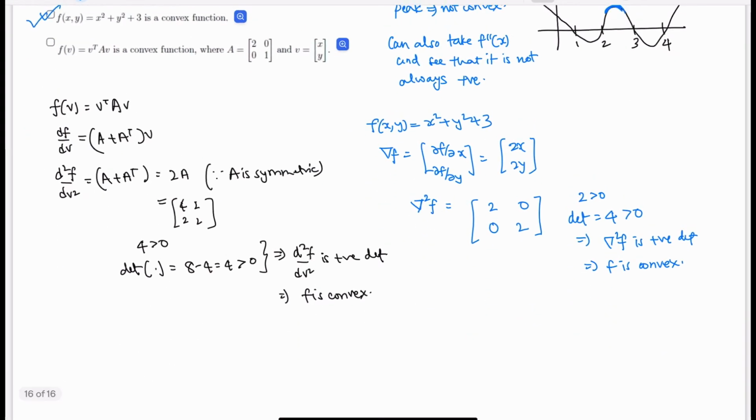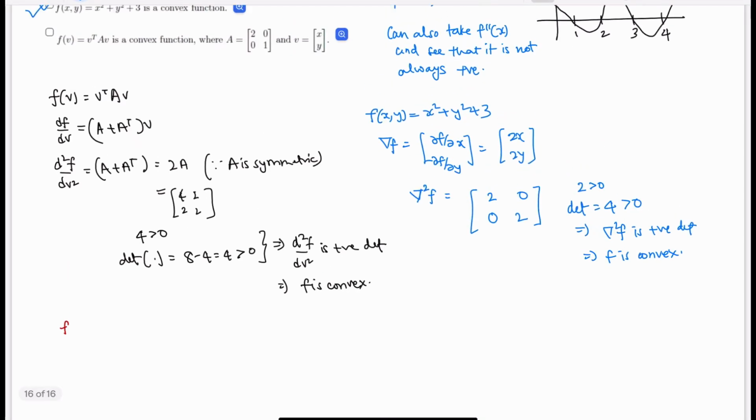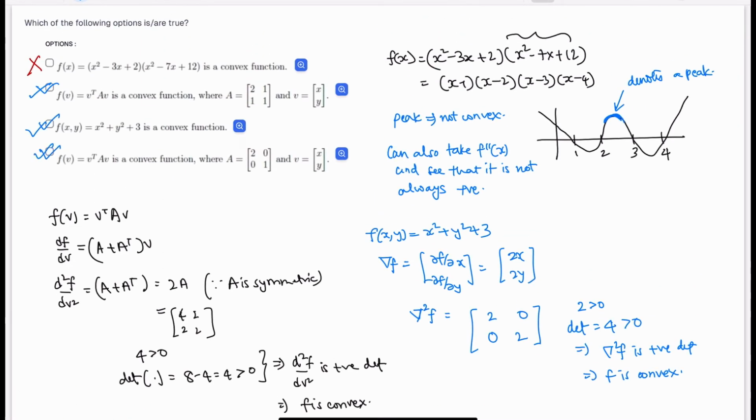Now let's look at the last example, which is actually similar to the second example. So we can directly say from here that the double derivative, the Hessian, is equal to 2 times A, which is nothing but [4, 0; 0, 2]. Again, the leading coefficient 4 is positive and the determinant is 8, which again means that f is a convex function in the last case. So this function is also convex.